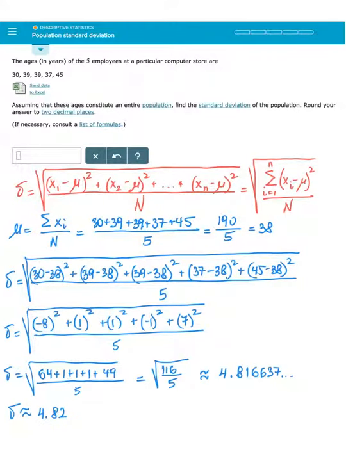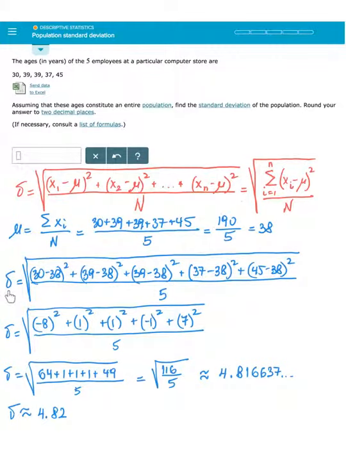First of all, we need to know what the population mean is. The mean is computed by adding all elements in the set and dividing by the size of that set. In this case, the entire population has size 5. So I'm adding these 5 quantities, getting a sum of 190, dividing by 5 gives me a population mean of 38.